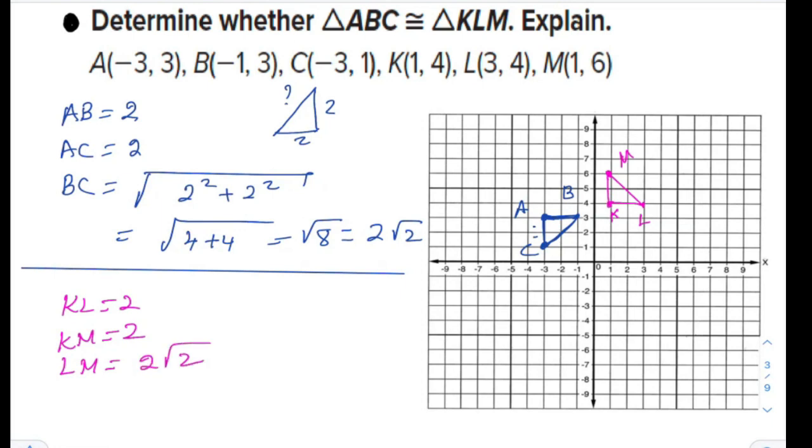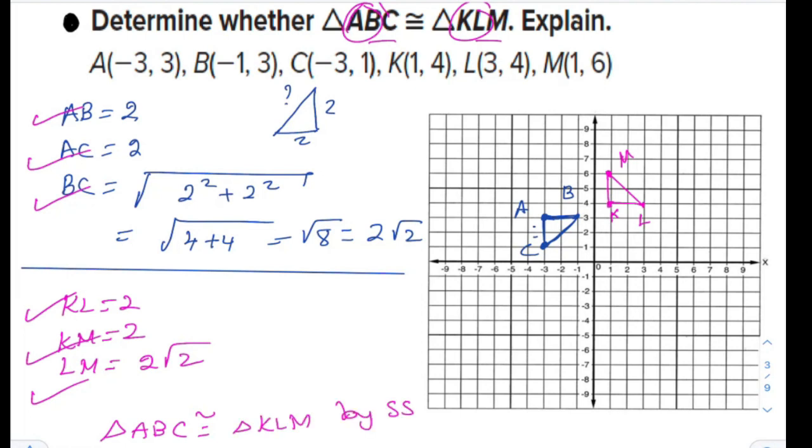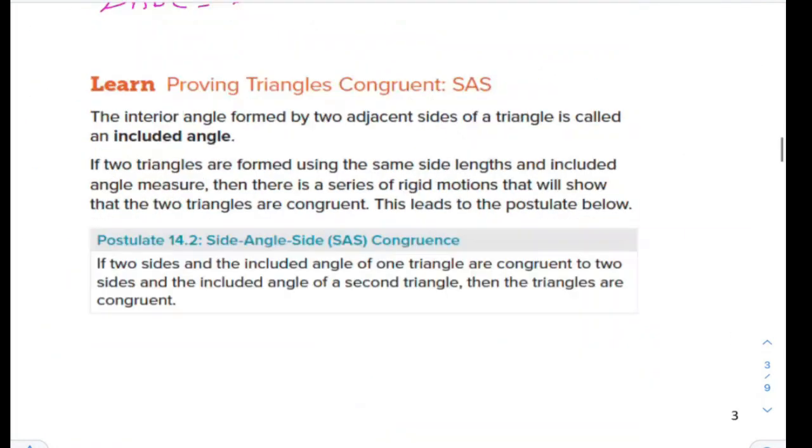What did we find here? We have to prove that AB is congruent to KL. They are. BC is congruent to LM. They are. AC is congruent to KM. They are. So triangle ABC is congruent to triangle KLM by SSS. No need to check for angles because 3 sides now are enough. Let's go to something else.